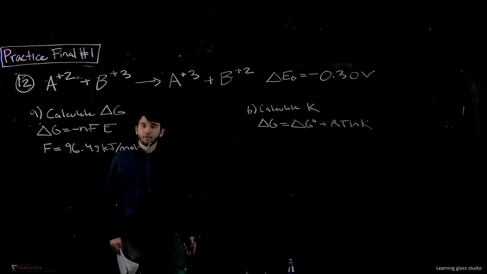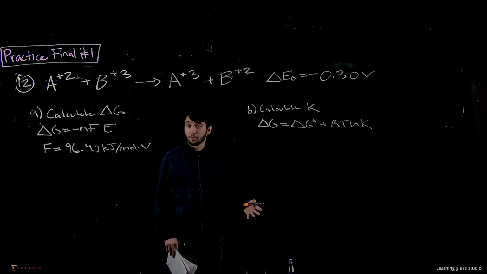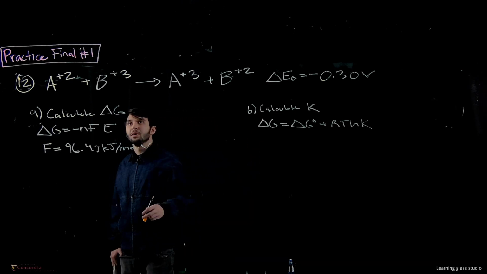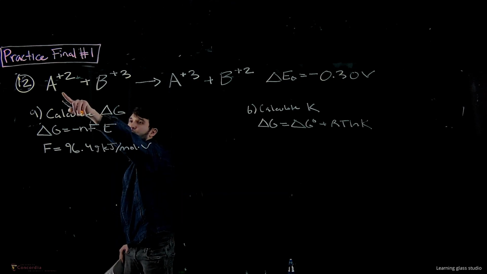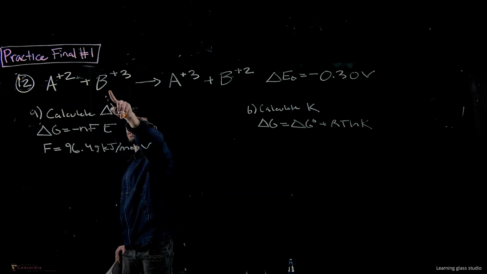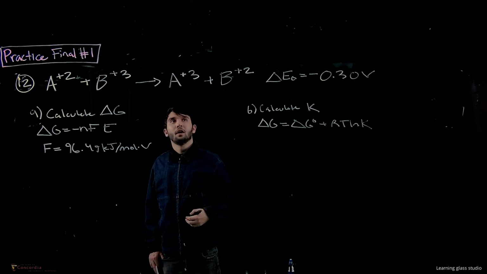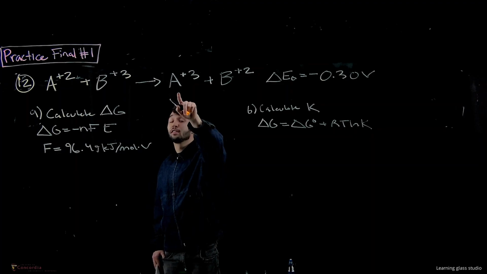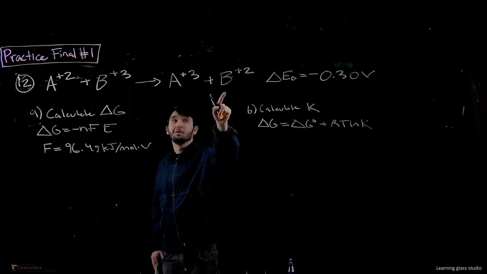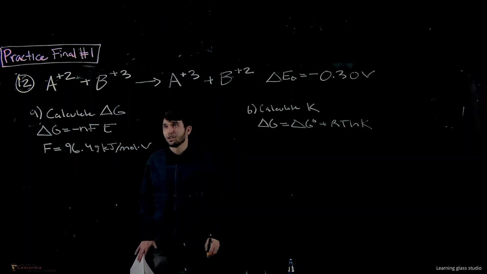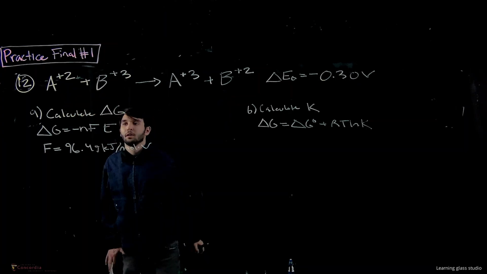All right, next question. Question 12. This is another math problem. So this is a redox reaction we have going on here. A plus 2 plus B plus 3 converts into A plus 3 plus B plus 2. So what's going to happen here is the A plus 2 is going to get oxidized, the B plus 3 is going to be reduced, and the oxidized form of A is A plus 3, the reduced form of B is B plus 2. So the electron will be going from A to B, okay?